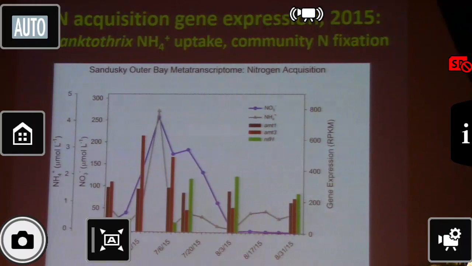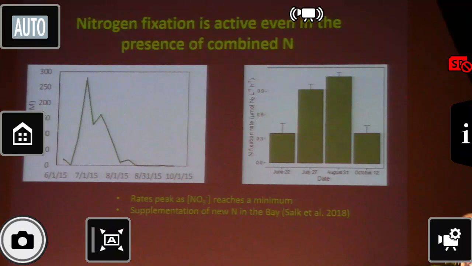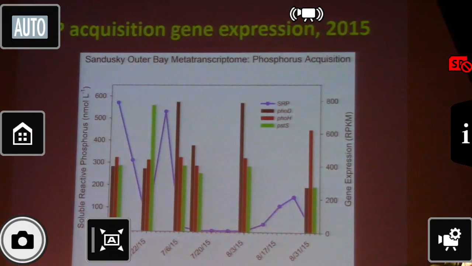If we bin all our transcripts, rather than what we thought, that there would be some contribution from heterotrophic bacteria providing nitrogen fixation, all the transcripts could be pinned to Aphanizomenon or Dolichospermum. Now, looking at nitrogen fixation activity, that parallels the transcriptional data, with nitrogen fixation becoming highly active before the depletion of detectable nitrate in the system. All the phosphorus genes we can detect are being transcribed throughout the season. Just not much to say here.